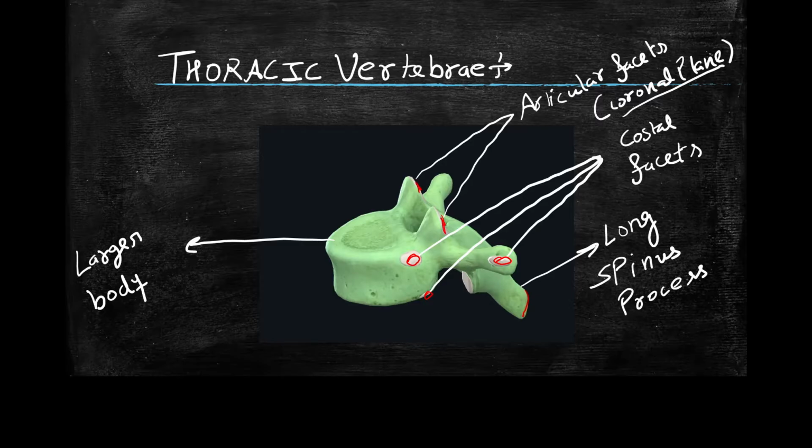The significance of these articular facets is that because they are in the coronal plane, they help in rotation, and flexion and extension are very limited, because these are in the coronal plane. In the coronal plane only rotation happens. Flexion and extension are very less, literally very less.